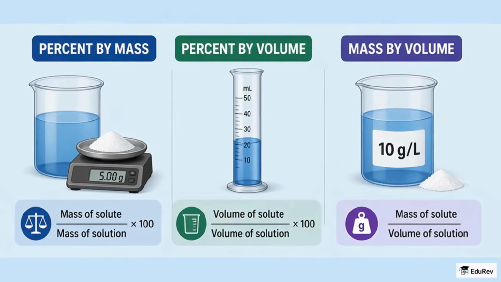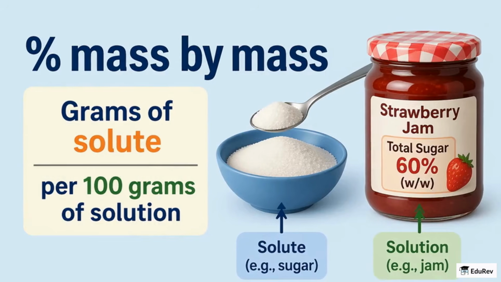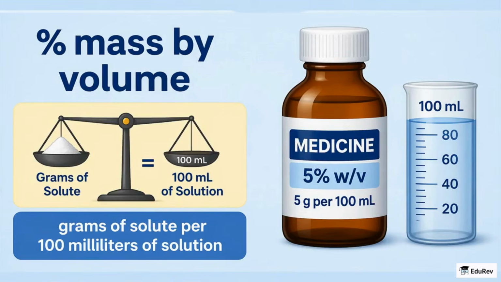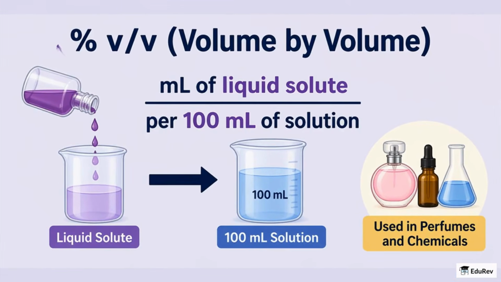We commonly express concentration as percent by mass, percent by volume, or mass by volume, each useful in different situations. Percentage mass tells us grams of solute per 100 grams of solution, which is common on food labels. Percent mass by volume tells us grams of solute per 100 milliliters of solution, often used for medicines. Volume by volume tells us milliliters of liquid solute per 100 milliliters of solution, useful for perfumes and some chemicals.